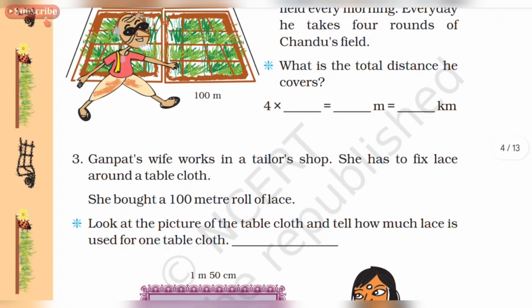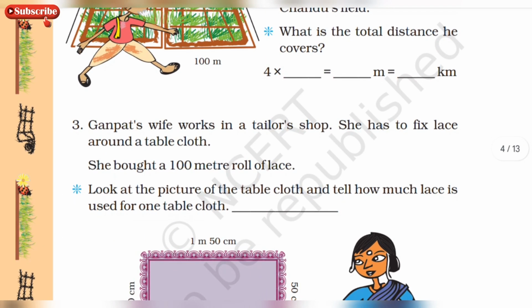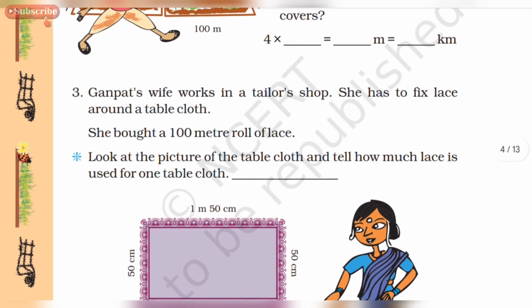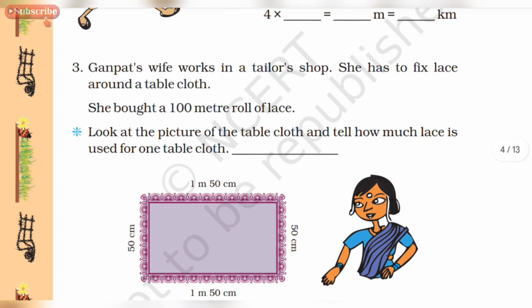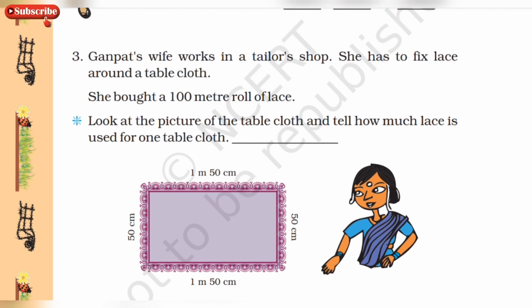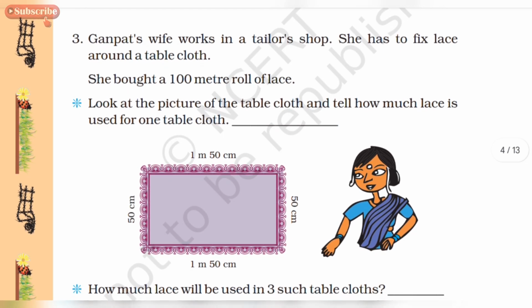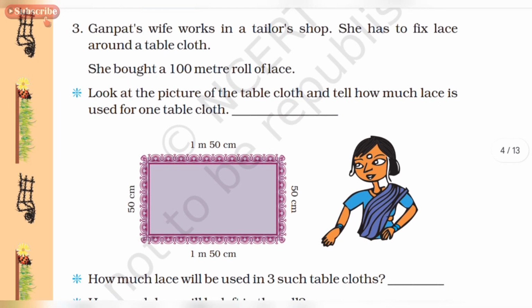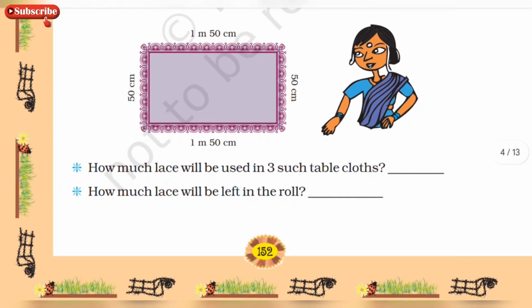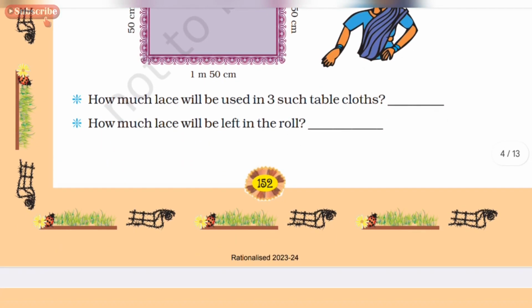Ganpat's wife works at a tailor shop. She has to fix lace around a tablecloth. She bought a 100-meter roll of lace. Look at the picture of the tablecloth and tell how much lace is used for one tablecloth. How much lace will be used in 3 such tablecloths? How much lace will be left in the roll?